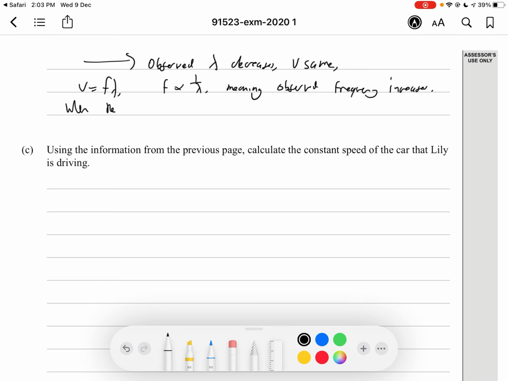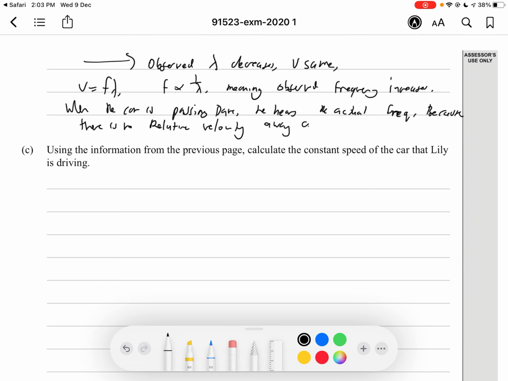And so when the car is passing Dave, he hears the actual frequency at that point, and then you can link it to afterwards the frequency decreases as the car drives away.